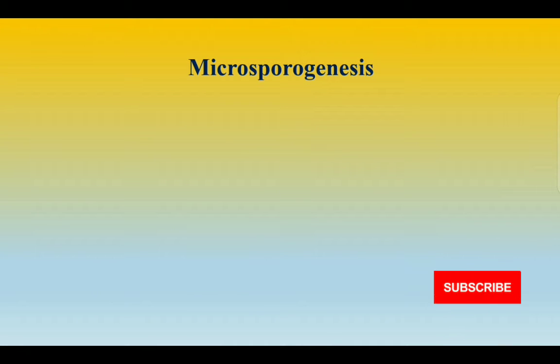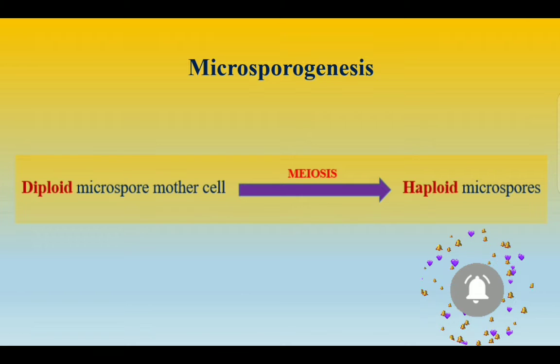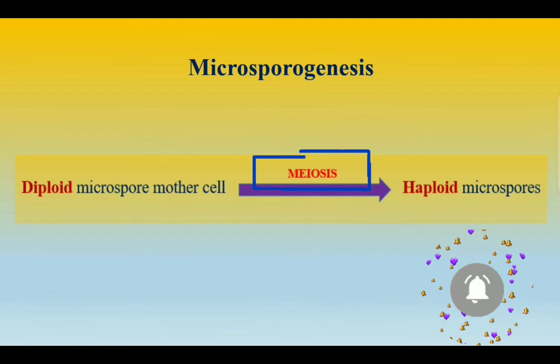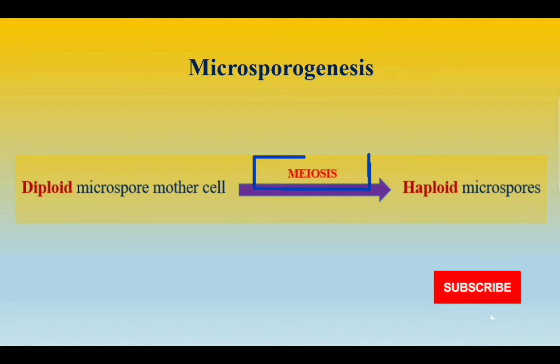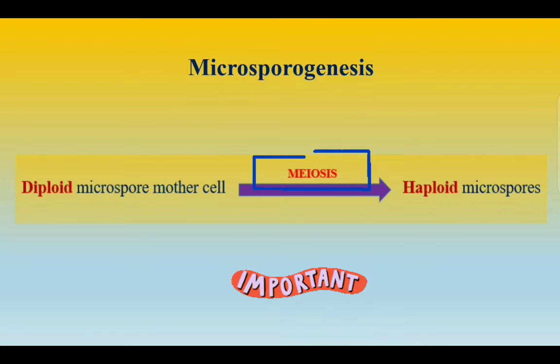Next, we should know about microsporogenesis. What is the important concept behind microsporogenesis? The diploid microspore mother cell undergoes meiosis to form haploid microspores. Keep this in mind, children, because in sexual reproduction, haploid gametes are formed, and that is called gametogenesis. Here the diploid microspore mother cells undergo meiosis and form haploid microspores.